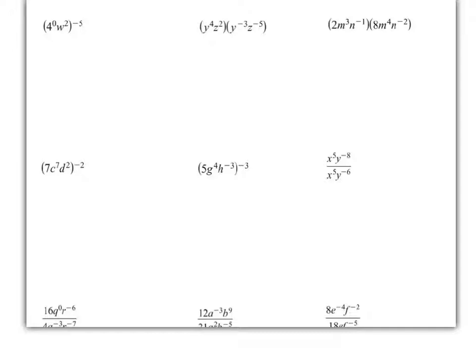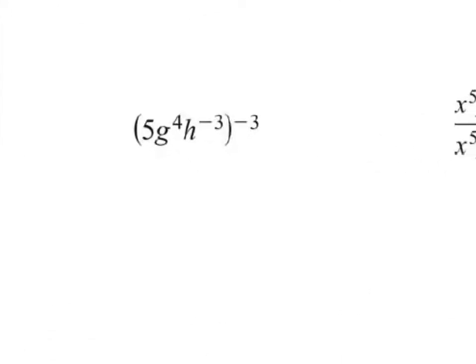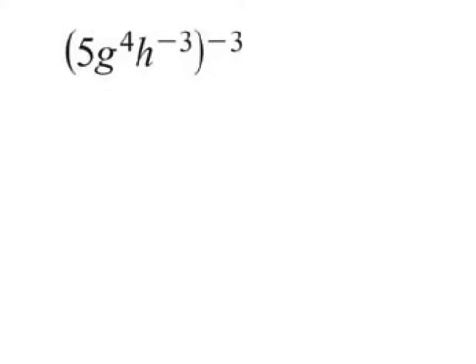So we're looking at the backside of our concept byte notes. We have 9 problems. We are working the one right in the middle, the 5th one. In this problem, we have 3 things inside the parentheses. We have a 5, we have a g to the 4th, and we have an h to the negative 3rd.